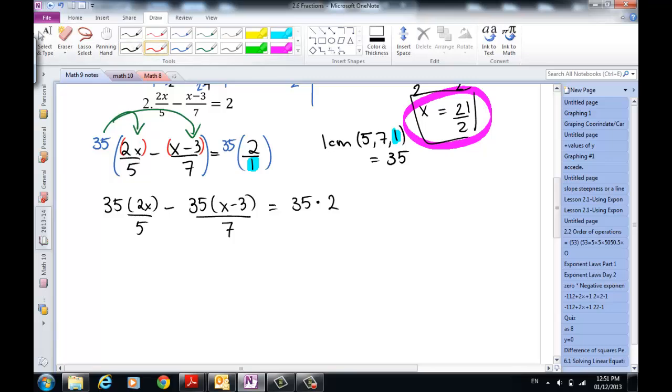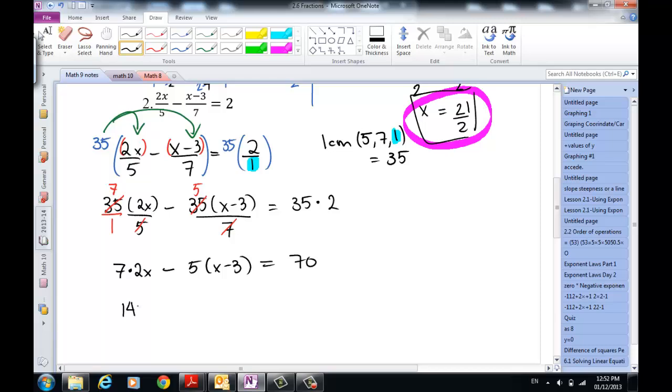And I can simplify things here. Using our knowledge from last unit in rational expressions, this is as if it's over 1. 35 divided by 5 is 7. 35 divided by 7 is 5. And there's nothing else that I can simplify there. So what I really have here is 7 multiplied by 2x, minus 5 multiplied by (x minus 3) is equal to 70.